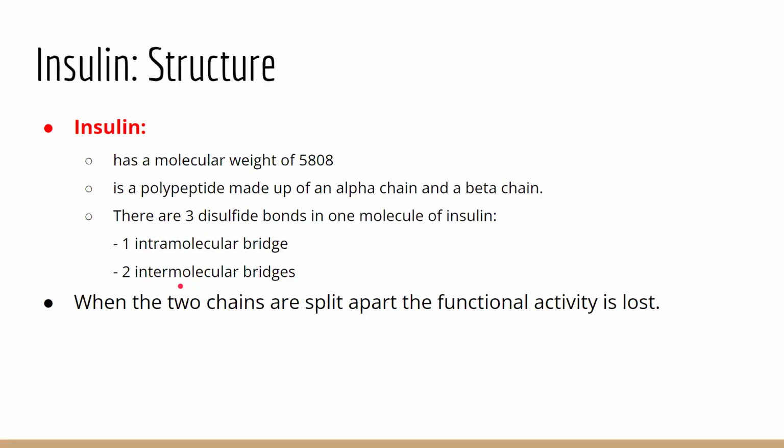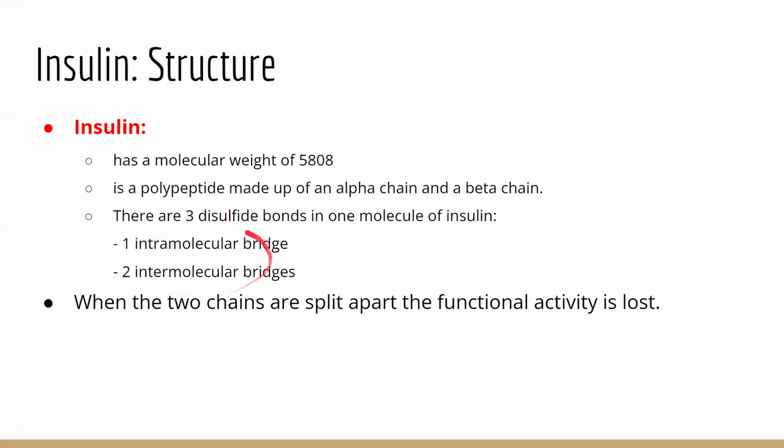So this is where the main lesson starts. This is where the most important parts begin. So insulin as a structure: insulin has a molecular weight of 5808. You don't really need to remember this, but it's important for comparison, so I'll explain why in a minute. It is a polypeptide made up of an alpha chain and a beta chain, so two chains. And there are three disulfide bonds in one molecule of insulin.